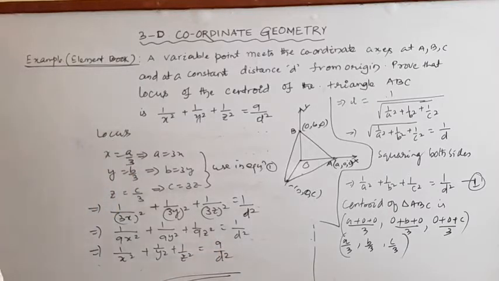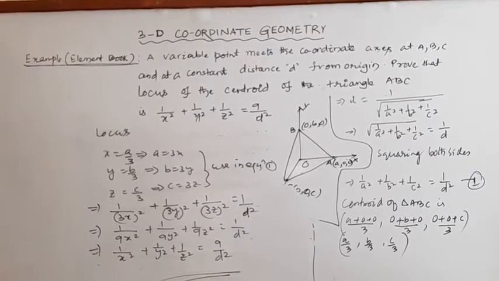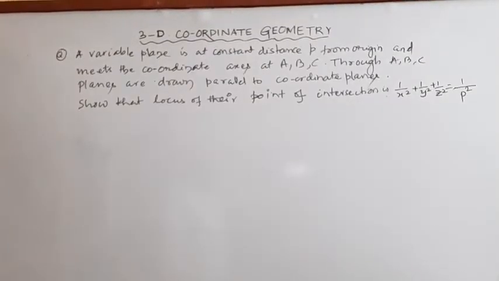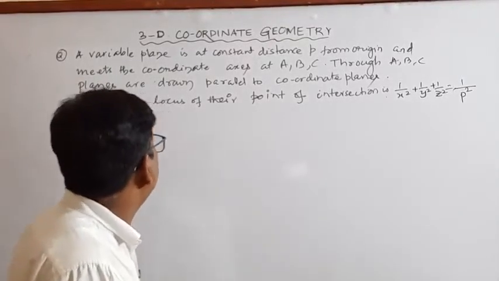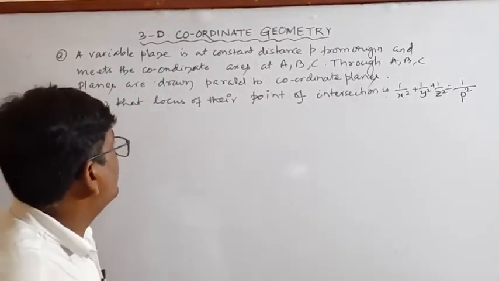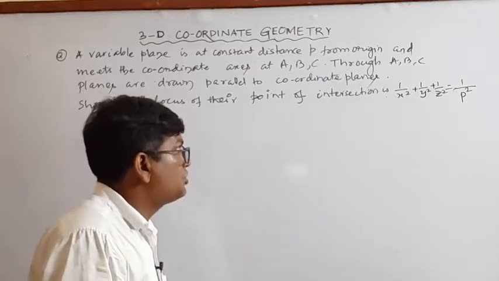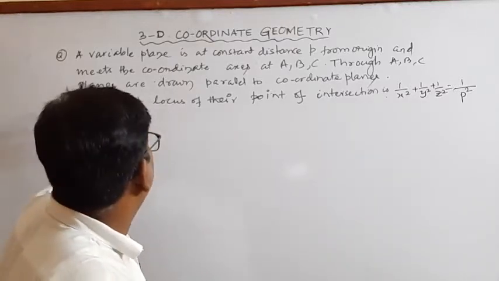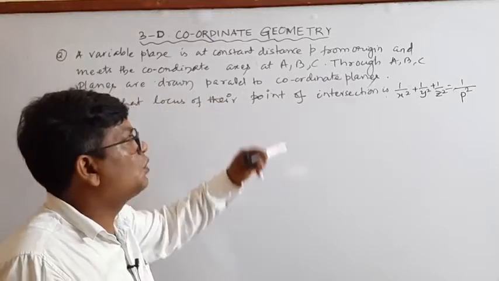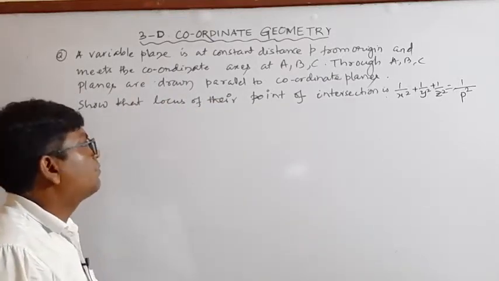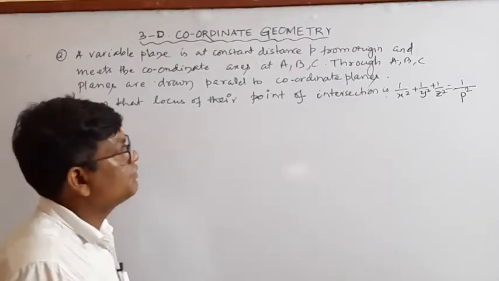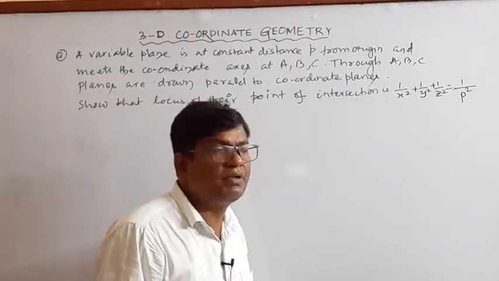Now another question is: a variable plane is at a constant distance p from origin and meets the coordinate axes at the points A, B, C. Through A, B, C, planes are drawn parallel to the coordinate planes. The locus of their point of intersection is what? 1 by x square plus 1 by y square plus 1 by z square.